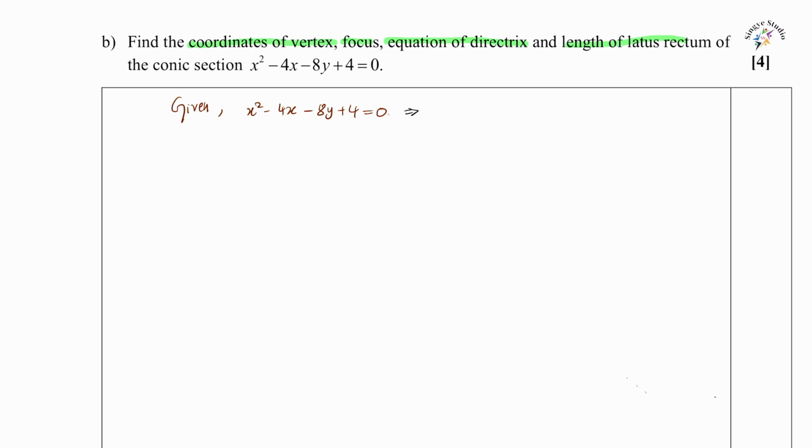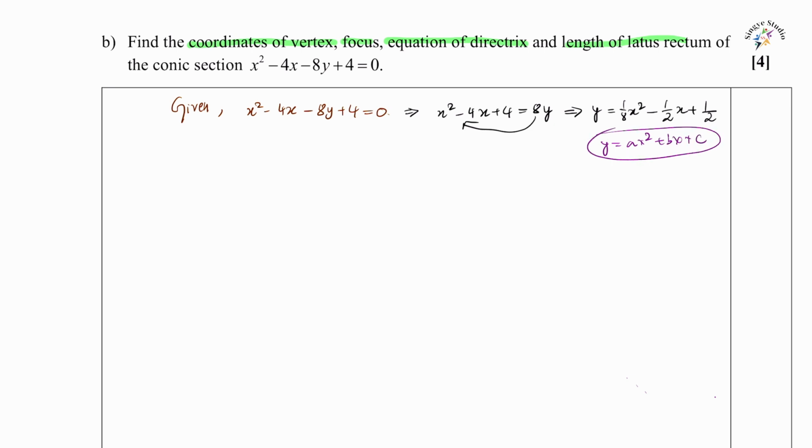And if you write it this way, x squared minus 4x plus 4 equals 8y, which will be just y equals 1 over 8 x squared minus 1 over 2 x plus half. I have divided this throughout by 8. Then you can see that this equation is exactly in the form y equals ax squared plus bx plus c. So from this also, it is obvious that the equation describes a parabola.